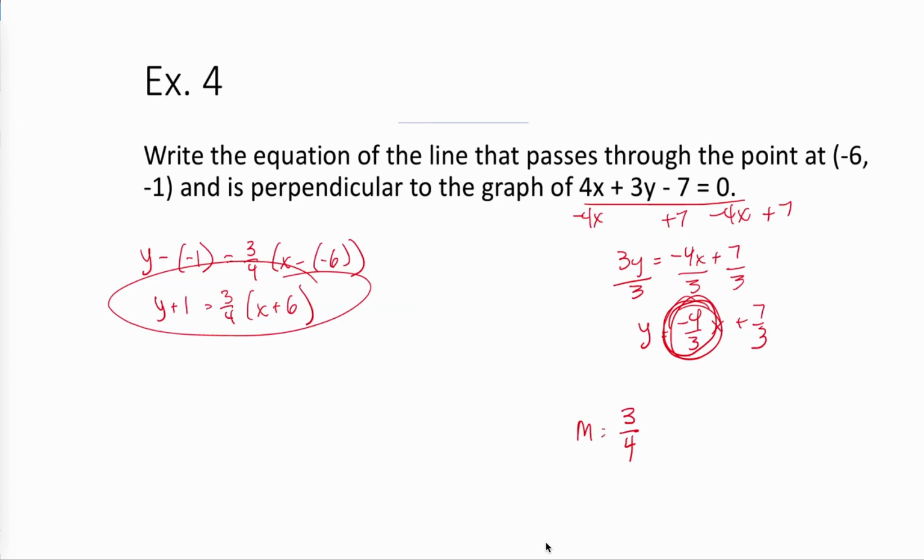All right, so that is equations of parallel and perpendicular lines. Again, hopefully this stuff should all be review for y'all. But we will talk about it more this week.